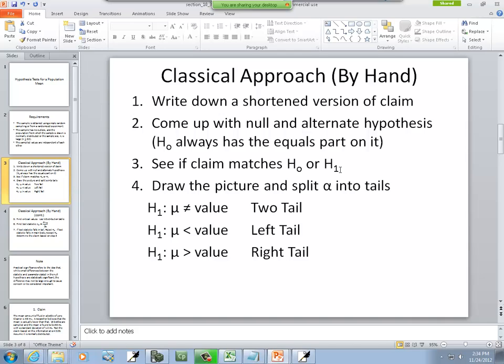First step, we write down a shortened version of the claim. Step 2, we come up with a null and alternate hypothesis, and H0 always has the equals part on it. Step 3, see if the claim matches H0 or H1. Step 4, draw the picture and split alpha into the tails. If you have a not equal to on H1, that's two tails. If you have a less than on H1, that's a left tail. If you have a greater than, then it's a right tail.